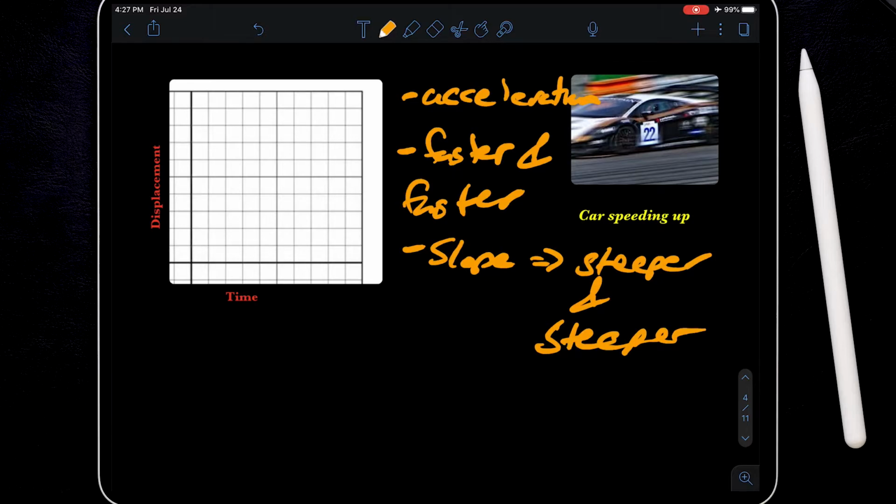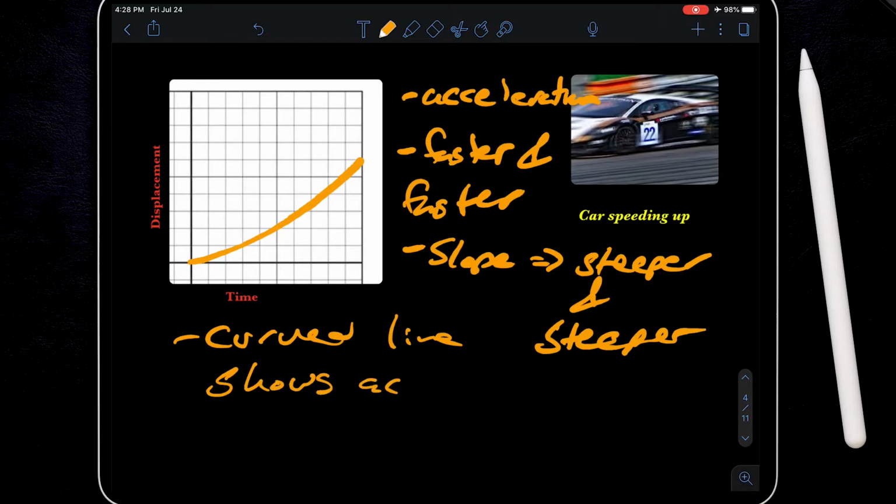So what would that look like on a displacement versus time graph? Well, you start off with maybe a small slope, and the slope over time is gradually getting steeper and steeper and steeper. So it's going to end up being a curved line. So you're going to have a curved line whenever you're showing acceleration. So a curved line shows acceleration on a displacement versus time graph.